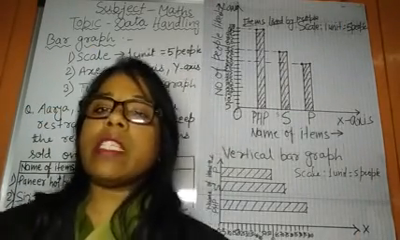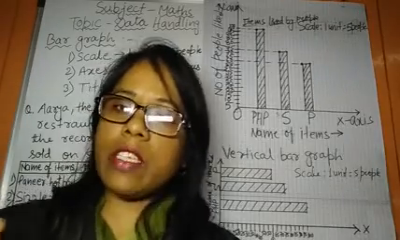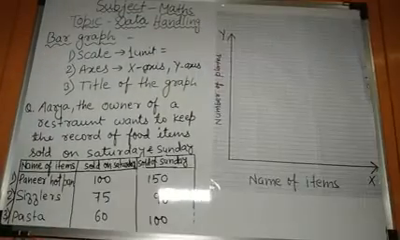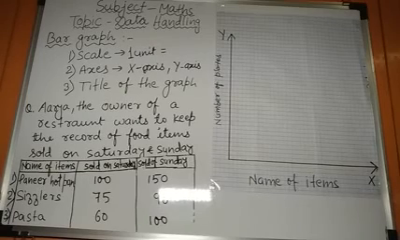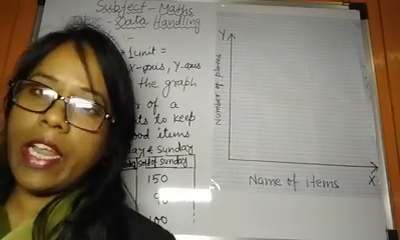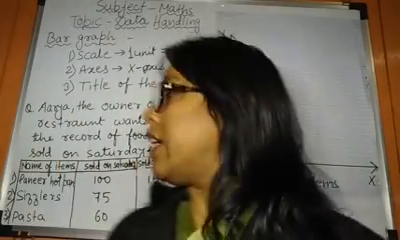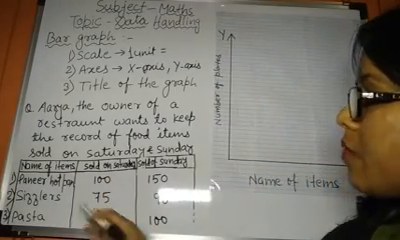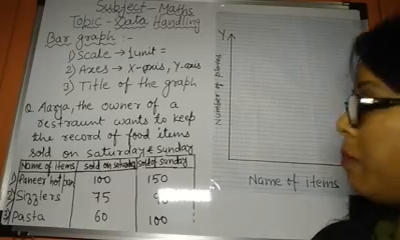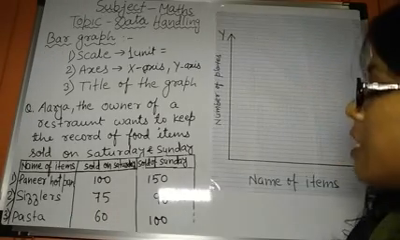Fine. Now we will see double bar graph. What is a double bar graph? So the question is, Arya, the owner of a restaurant, wants to keep the record of food items sold on Saturday and Sunday. On Saturday, the items sold: paneer hot pan, that was 100 plates, sizzlers 75 plates, and pasta 60 plates.